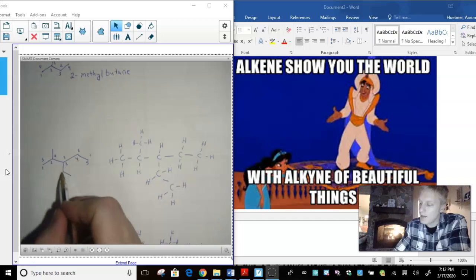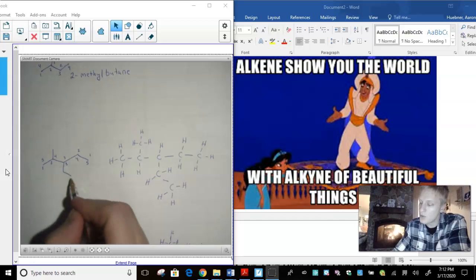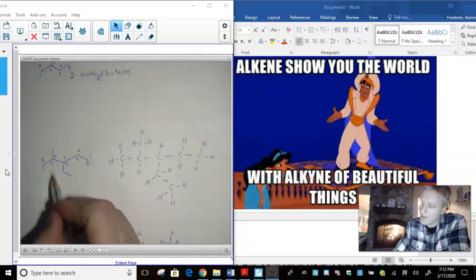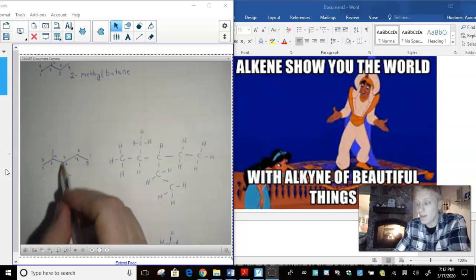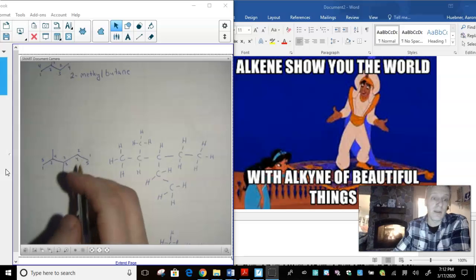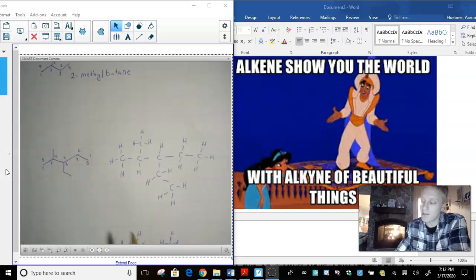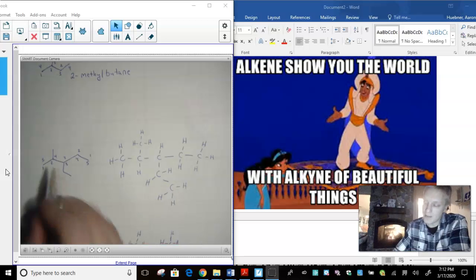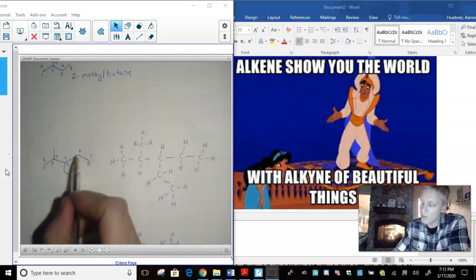So I've got a methyl group and I've got an ethyl group. 1 carbon, 2 carbons. So I've got 2 and 3, or I could say 3 and 4. Which is the lowest number? That's correct, 2 and 3. But before we do that, let's figure out this long chain: 1, 2, 3, 4, 5.